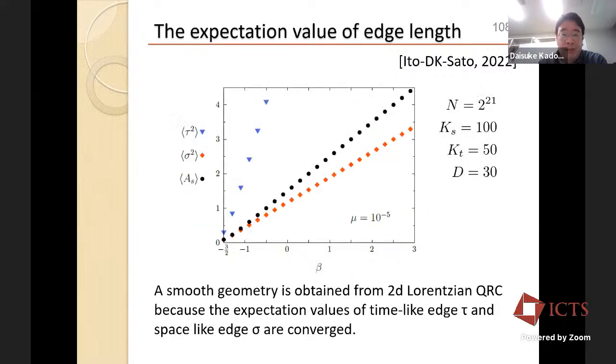This figure shows the expectation value of edge lengths. From this figure, the expectation values of edge lengths are finite for several values of beta. So we can verify that smooth geometry is obtained from the 2D Lorentzian QRC model, because the expectation values of the time-like h_tau and space-like h_sigma are converged.